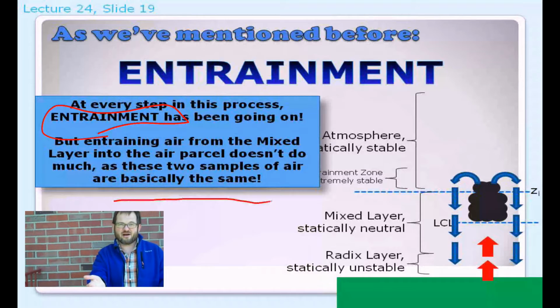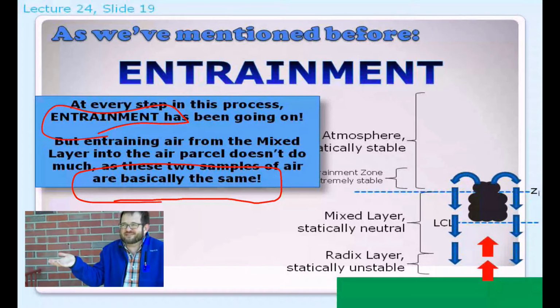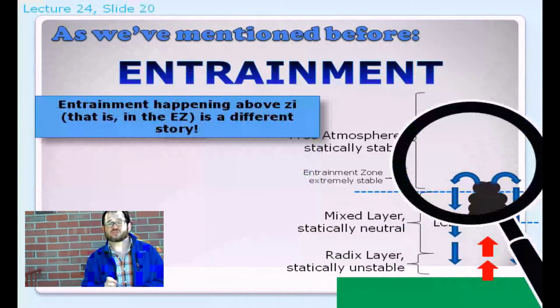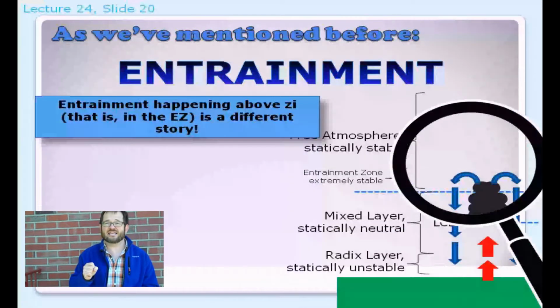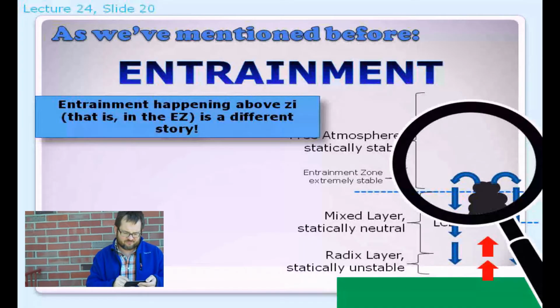All that air down there in the boundary layer, in the mixed layer, was air that had recently been at the surface too. The temperature wasn't all that different. The moisture wasn't all that different. Whatever entrainment was happening to our air parcel as it was rising through the mixed layer didn't really hurt much of anything. But we can't say the same to be true of what happened once the air parcel punched through Zi and it was up into the entrainment zone. So let's take a closer look up there as to what's going on once we're above Zi.